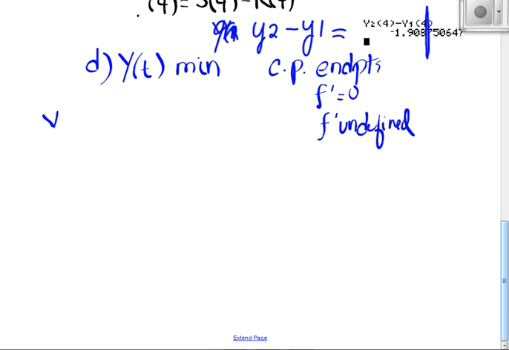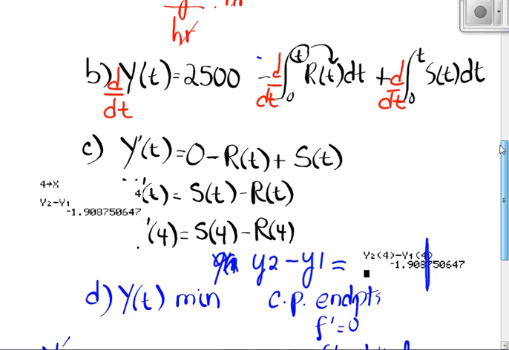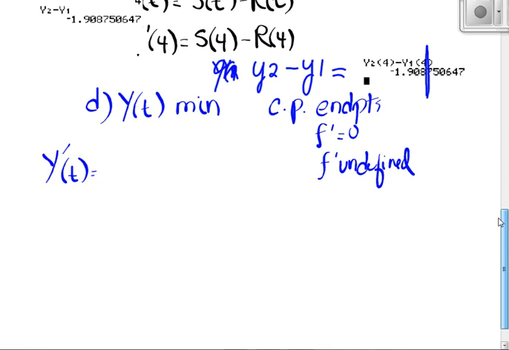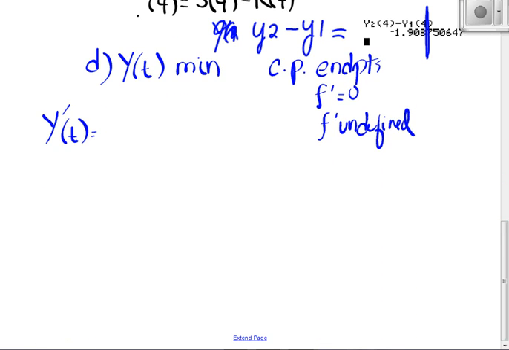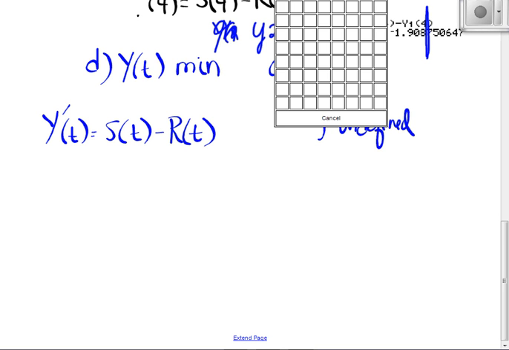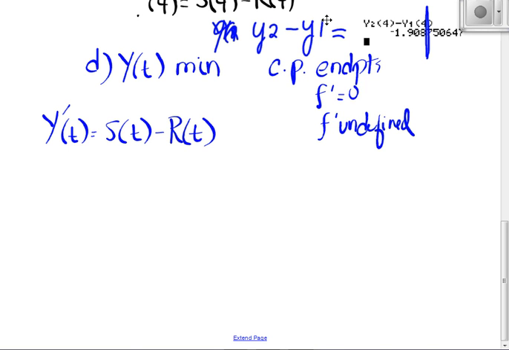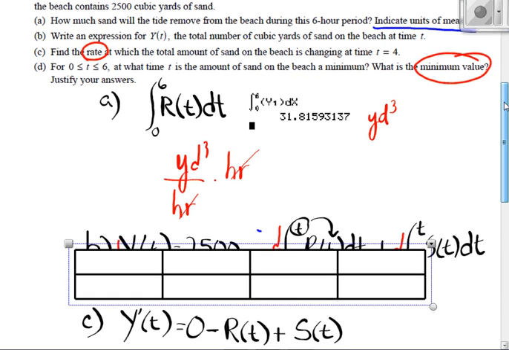So what was y of t? Well, that's y prime of t. Y prime of t is R of t... I got it for you. S of t minus r of t, right? So I'm going to get this table set up. I've got 3 places. I'll try being fancy here.